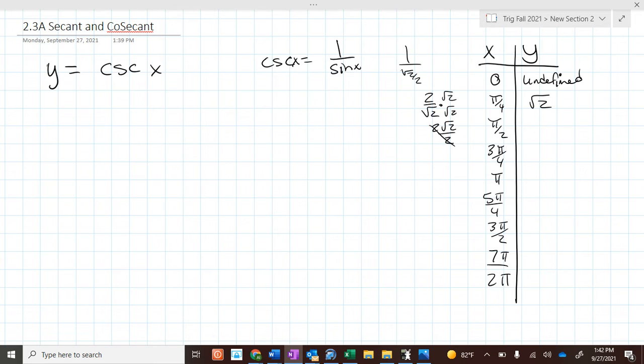Okay. Pi over 2. What's the sine of pi over 2? 1. What's 1 divided by 1? 1. 3 pi over 4. What's the sine of 3 pi over 4? Square root 2 over 2. So it's the same answer as this, right? So just square root 2. What's the sine of pi? 0. What's 1 divided by 0?